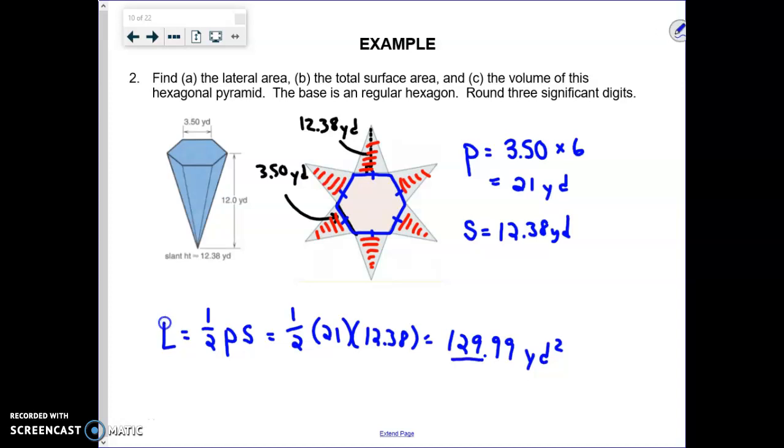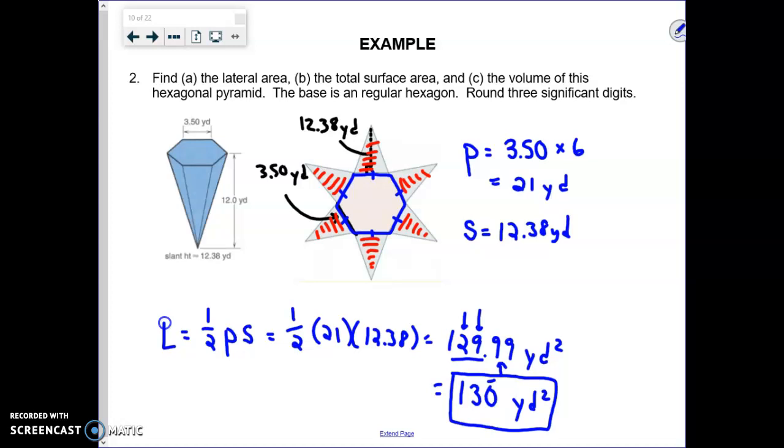Now the only thing we need to do is to round that. It's supposed to be rounded to 3 significant digits. So these are your 3 significant digits. This 9 right here turns into a 0, and then you carry the 1 over to the 2, which makes that a 3. So it's 130 square yards for your lateral area. If you just write it like this as 130, that's only got 2 significant digits. Remember, we put a line over the 0 to say that it is a significant digit. Otherwise it would not be. So there's your answer for lateral area.